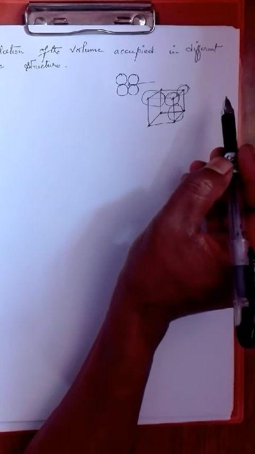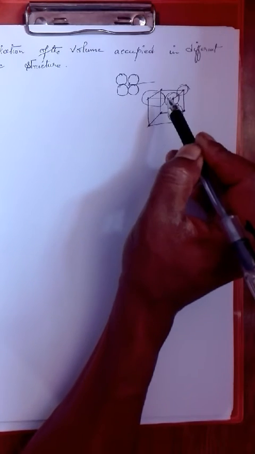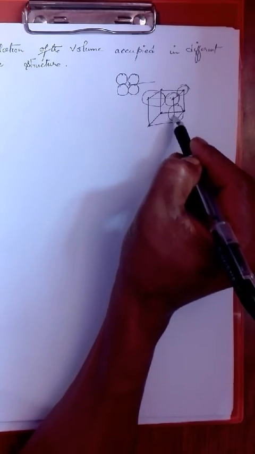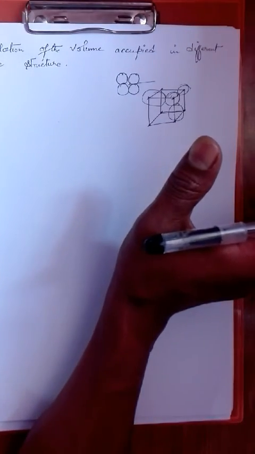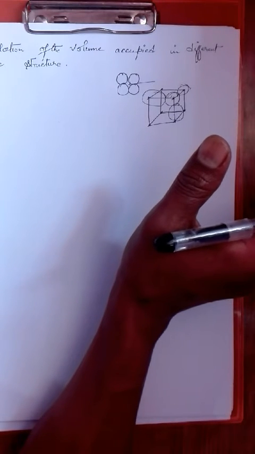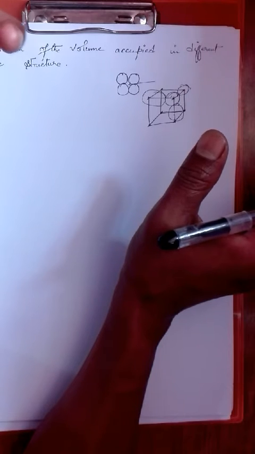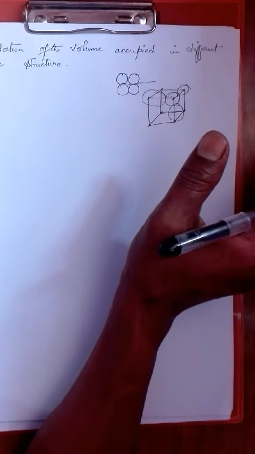By this topic, calculation of the volume occupied in different cubic structures, it means that we have to find out, in a simple cubic, a face centered, or a body centered, what is the total volume occupied by the constituent particles and what is the space left between them. Remember, after we calculate, the more volume occupied, the more efficient that particular structure will be.